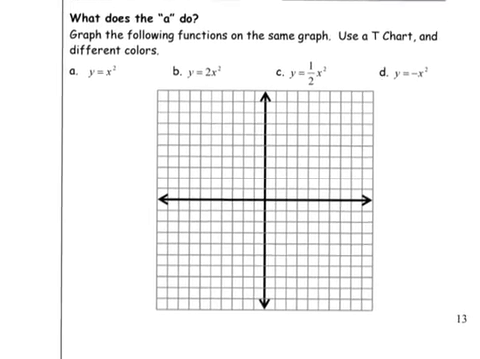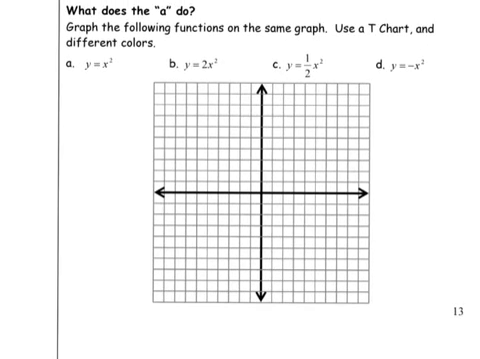Okay, what I want you to do here, and I'll let you just play with this first, but I recommend that you color code these things. What I want you to do is to just graph all 3 of these using a T-chart. So give it a shot, see what they all would look like, make a bunch of different graphs, and see if you can figure out what the a does. If you want a couple more, you could even try a couple others.